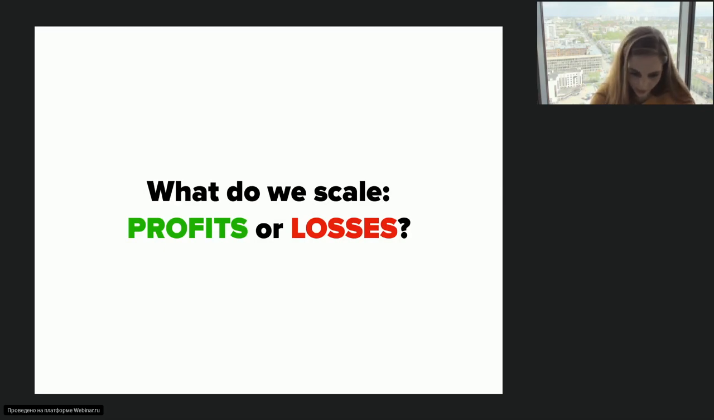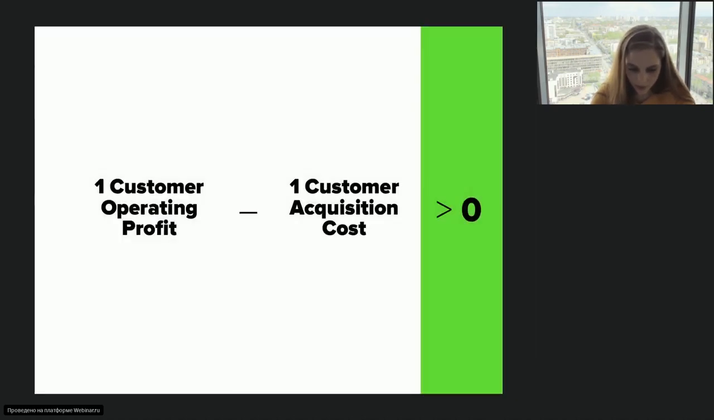So the main question for unit economics is what do we scale? Profits or losses? Let's speak about the word scale. Everything we do in digital can be reduced to the following formula, right? We need to find a balance in creating users' value, the channel that delivers this value, and making as much money as possible through this channel. That means we scale success.